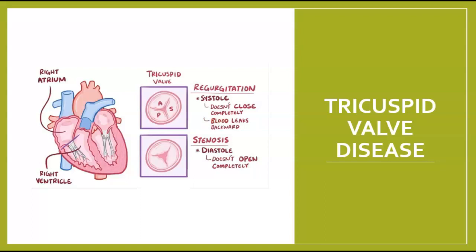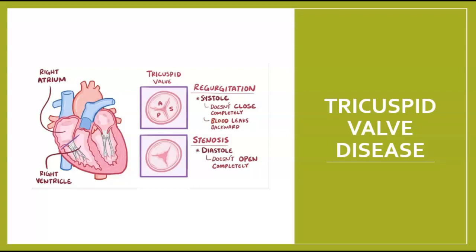swelling in the body. Tricuspid valve regurgitation, again, regurgitation is when the leaflets don't close all the way and allows backflow of the blood. Usually tricuspid valve regurgitation is going to be a result of pulmonary hypertension or right ventricular dysfunction.